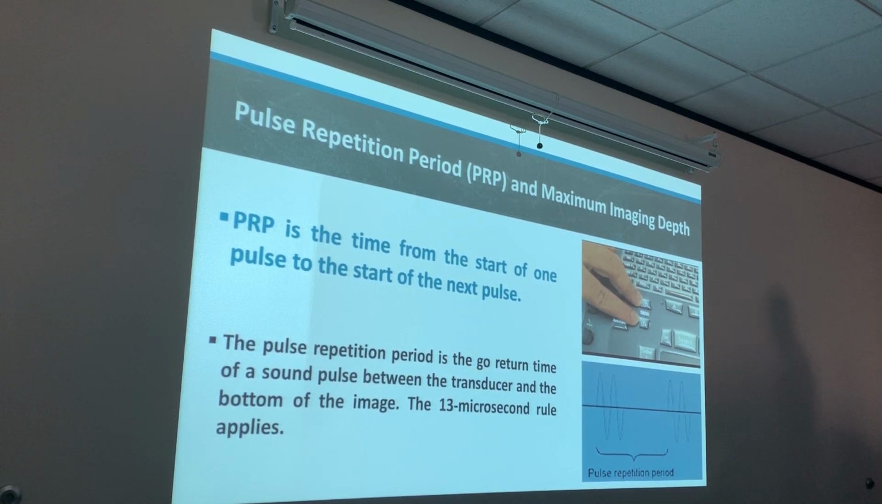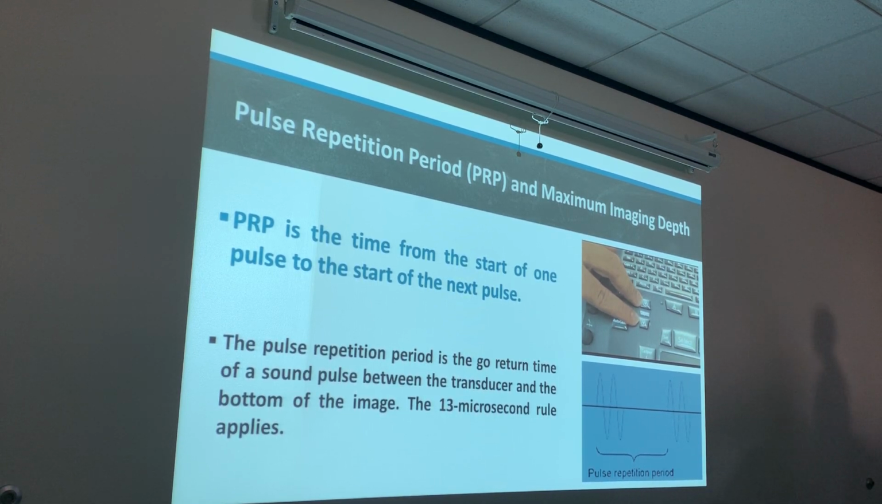So the post-repetition period, in essence, is the go and return time, right? Because it's one on time, one off time. Think about it. The post-repetition period is the go and return time. It is the time of flight because it consists of one transmission, one reception. One on, one off. So essentially, our PRP is equivalent to our go and return time, our time of flight, right?